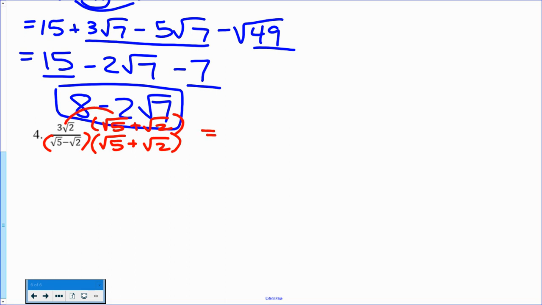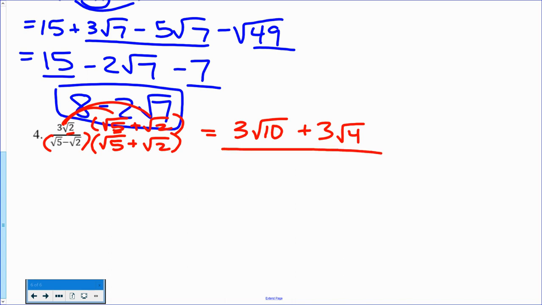So when I distribute across the top, that 3 is staying on the outside, but the 2 and the 5 inside would multiply to the square root of 10. Then same thing, the 3 would stay on the outside, and the 2 would multiply inside to be the square root of 4. Okay. Then in my denominator here, I would get the square root of 25. Distribute across, plus the square root of 10, minus the square root of 10, and then minus the square root of 4.